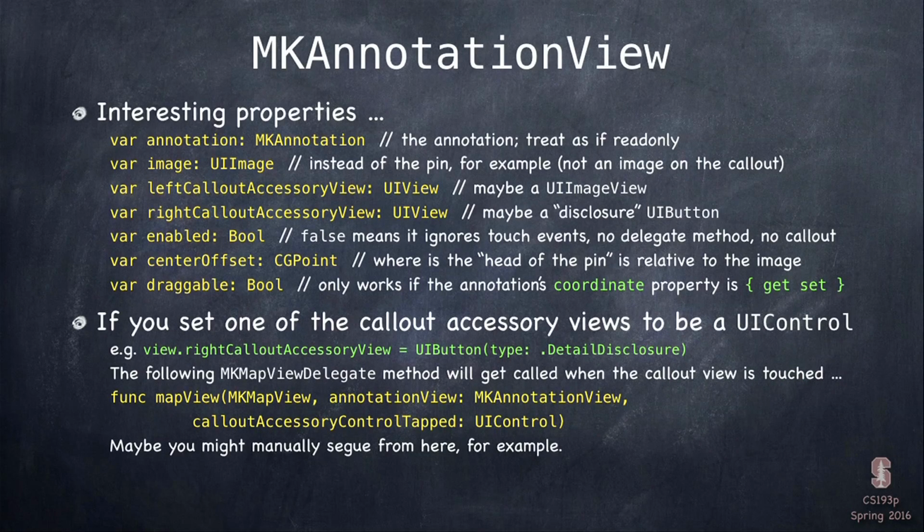This cool delegate method right here, calloutAccessoryControlTapped, will get sent to your MapView delegate if your left or right callout accessory is a UIControl, basically a UIButton. Okay? So if you put a button as your left or right callout accessory, when it gets touched, you're going to get this calloutAccessoryControlTapped method, which is pretty cool.